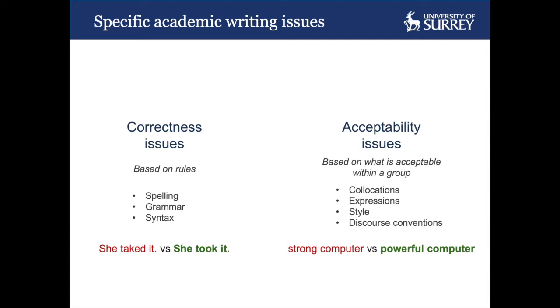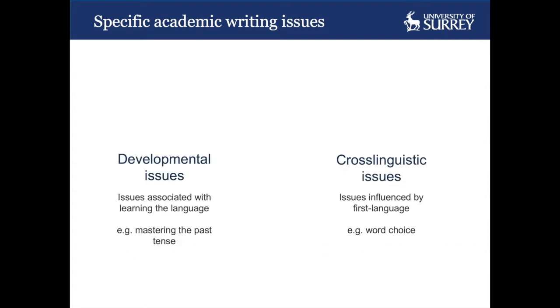We have correctness issues, which are issues based on rules such as spelling, grammar, and syntax. We also have acceptability issues, which are issues based on what is acceptable within a group, such as collocations, expression, and style. These types of issues are crucial for idiomaticity, but they are hard to master because of the lack of rules. There are also developmental and cross-linguistic issues. Developmental issues are issues associated with learning the language, and cross-linguistic issues are issues influenced by your first language. Fixing cross-linguistic issues is important for idiomaticity, but they are harder to master because of fossilization phenomena.